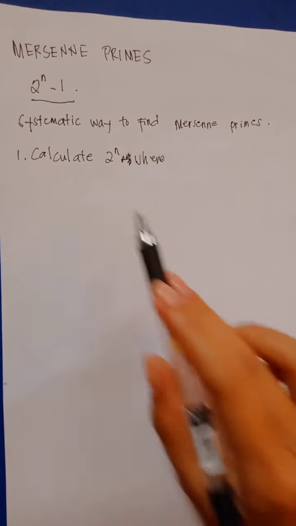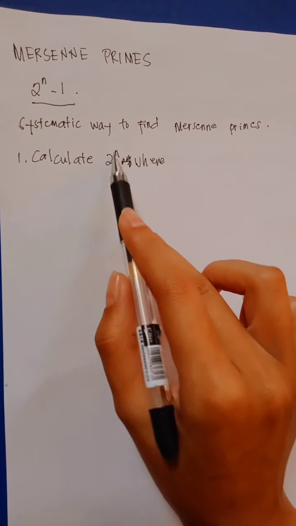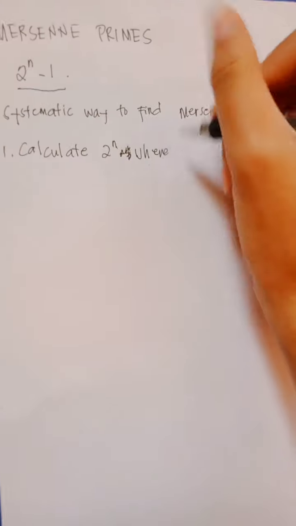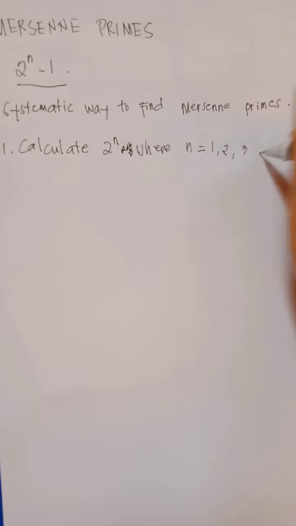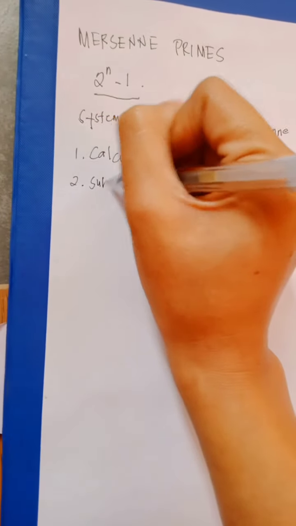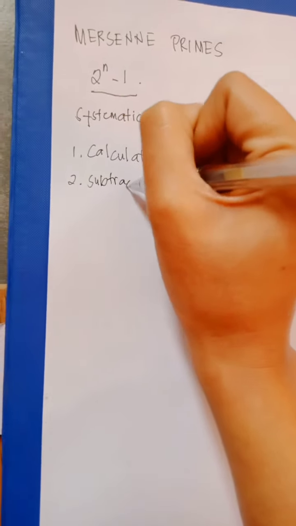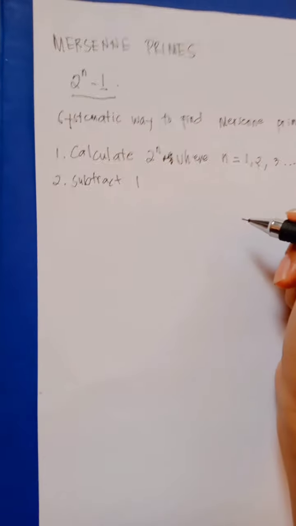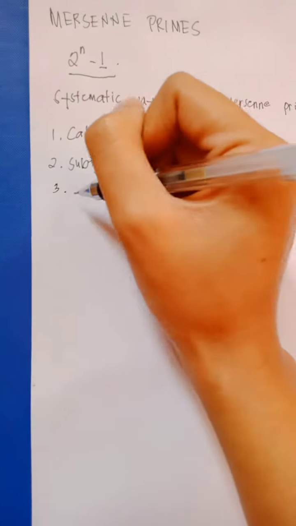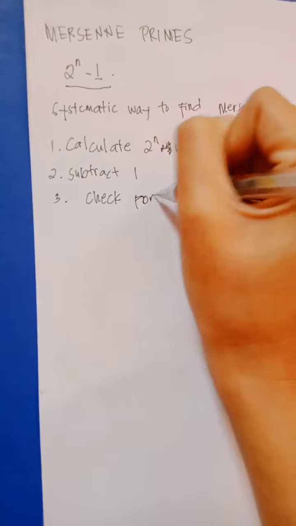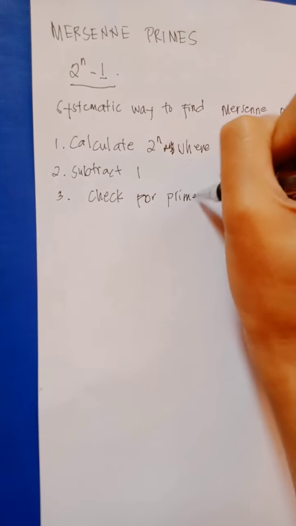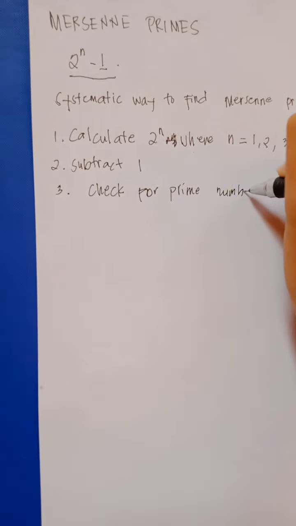First is to calculate 2 to the power of n, where n is equal to 1, 2, 3, or any number. Second, subtract 1. And lastly, third, check for prime numbers.